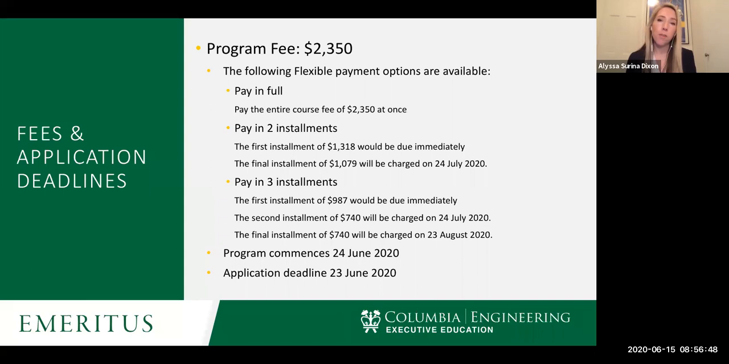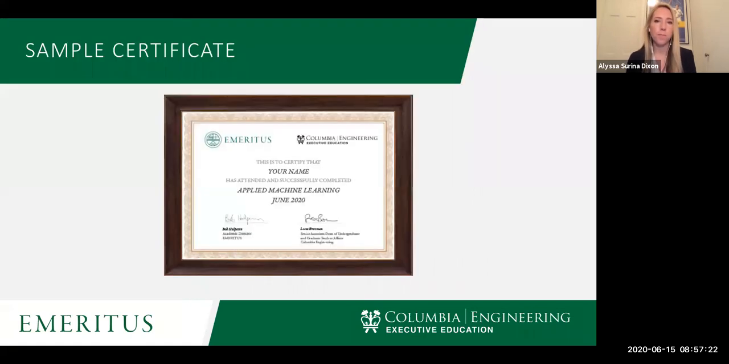So the program fee for the course is $2,350, and then there are flexible payment options. You can pay it in full all at once. You can pay in 2 installments, and the first one is due immediately, and the final is due on the 24th of July. You can pay in 3 installments, and it would be immediately, the 24th of July, and the 23rd of August. So the program is going to start on the 24th of June, which is not very long from now, but our application deadline is the day before. So just think about what you need to do as far as preparing for the sample test and getting that accomplished before the 24th of June.